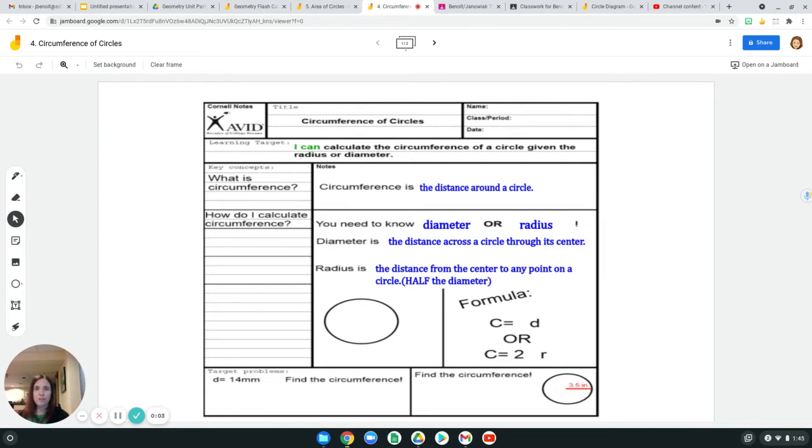Circumference of circles. So we're switching gears here. We're switching shapes, but we're sticking with our geometry. This is our next lesson in your note packet. If you don't have the note packet, you know where you're taking notes in your learning log. Get the title. Get the learning target. I can calculate the circumference of a circle given the radius or diameter.